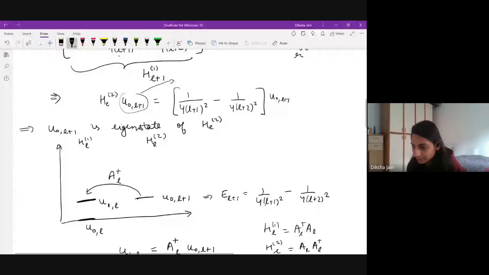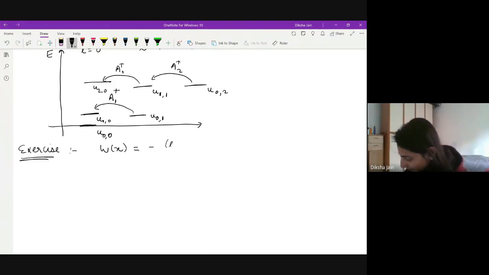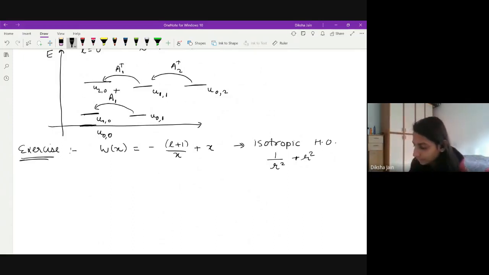Is it clear? Okay. As an exercise, if you want to understand more about this procedure, you can try to solve for the superpotential minus (L plus 1) over X plus X. If you apply this, it will give you the Hamiltonian of the isotropic harmonic oscillator, the thing Shivankada was asking about last time. So basically this will give you a 1 by R square plus R square type of potential. All these examples are in the notes. I shared a link with the last lecture, so they are in those MIT notes. Okay. Any question?